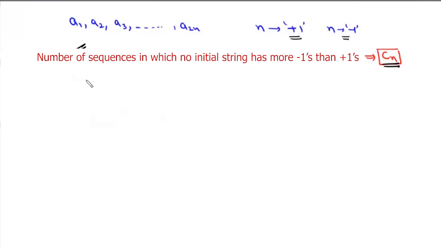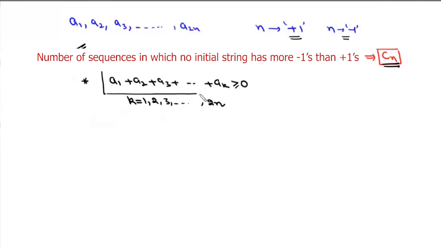So we can rewrite this statement or mathematical problem as: any partial sum a1, a2, a3 up to ak should be either greater than 0 or equal to 0 for any k from 1, 2, 3 up to 2n. So in any initial sequence, the number of plus 1s should be either greater than the number of minus 1s, or at least equal to the number of minus 1s. So now we need to find the number of such sequences possible.